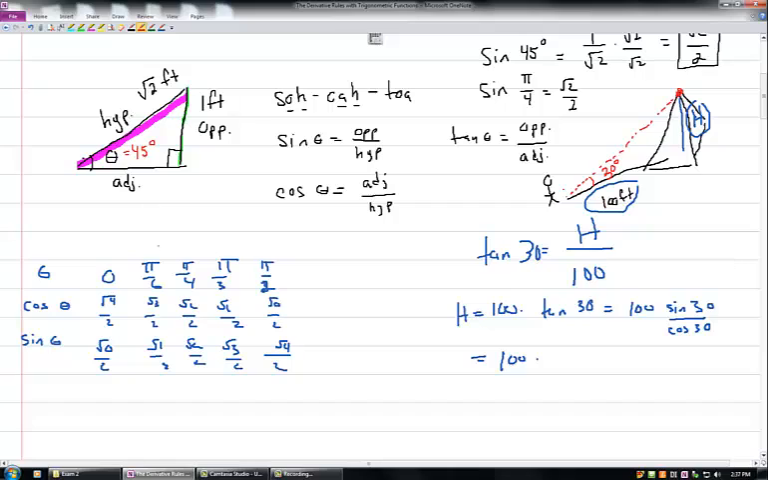So let's do this in red. So we look for the sine of pi over 6, which is just this number right here, 1/2. So I have 1/2 on top, divided by the cosine of 30, which is root 3 over 2. So I have root 3 over 2. And so this is equal to 100 times, and what do we get? 1 over root 3.